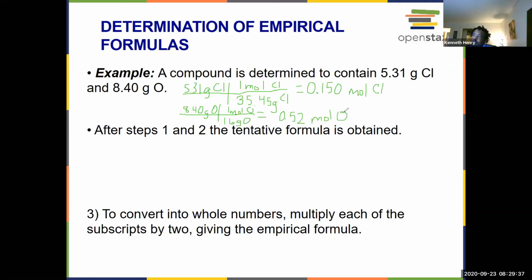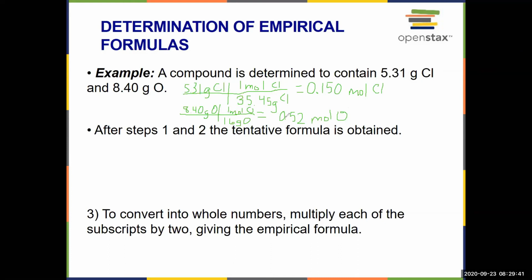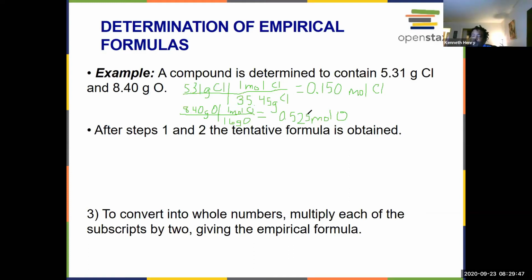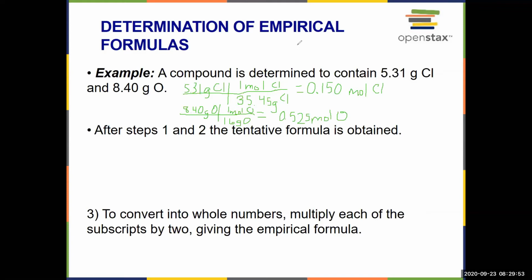Okay, how many sig figs should I have? 3. 0.525. You're missing a 5. There we go. I told you it was early, didn't I? Okay, so what am I going to do next? Divide by the smaller number, the moles of chlorine. Divide by the 0.150.